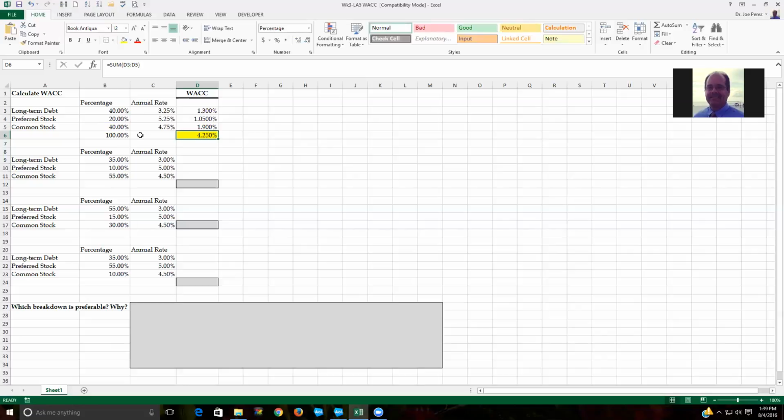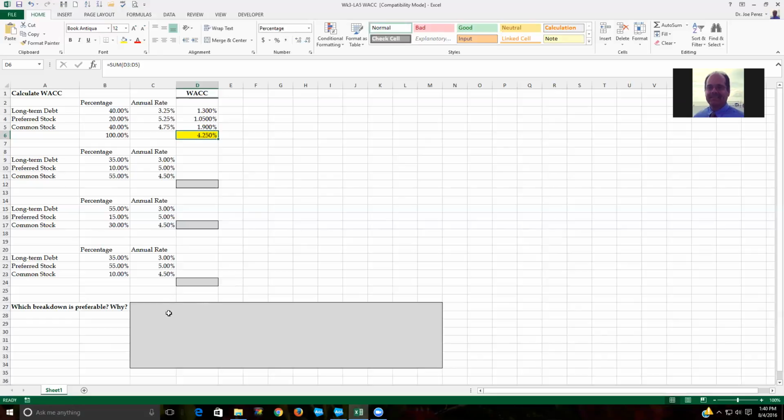Now I've changed the numbers. This is similar to what the assignment calls for, but I just wanted to change the numbers so you could see the simplicity of this calculation and the concepts that we're applying. Now, after reviewing this, if you have any questions, please feel free to reach out.